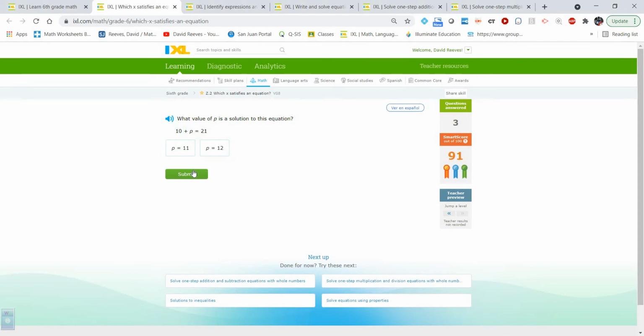Good, we've got an addition one. I was thinking we weren't going to see addition or subtraction. 10 plus something has to be 21. Well, 10 plus 12 would be 22. 10 plus 11 is 21. All right, so that's how you do that skill right there.